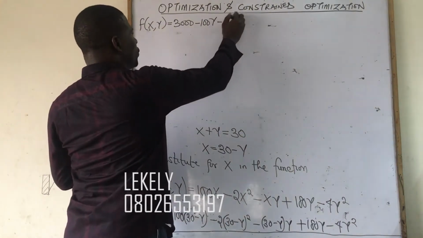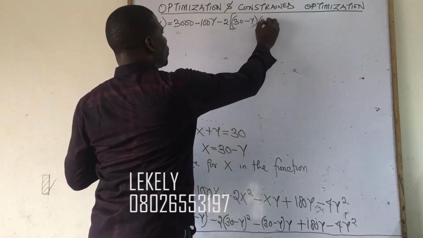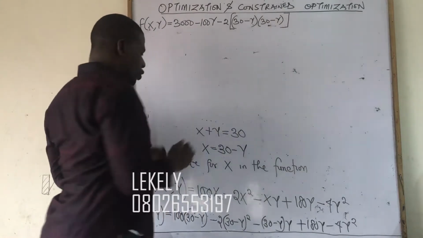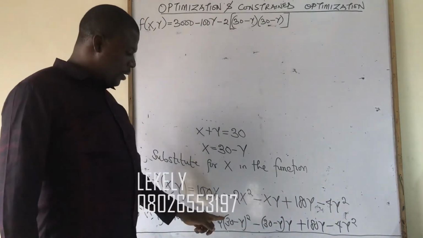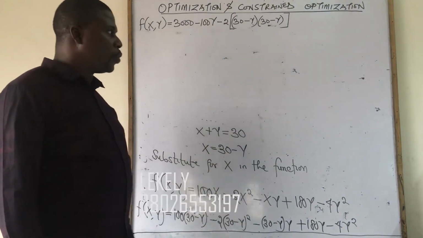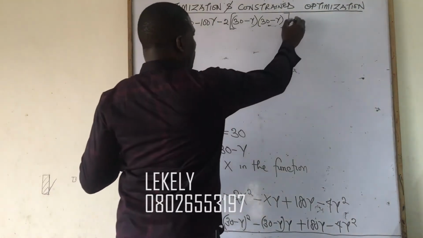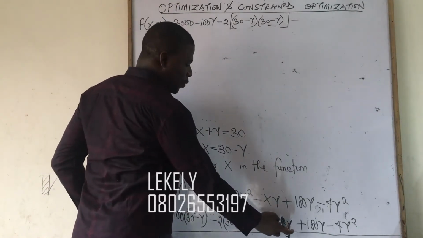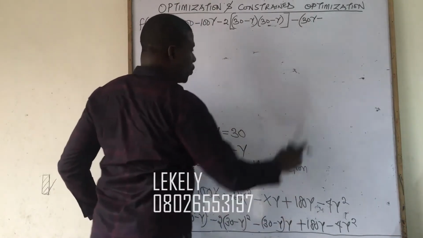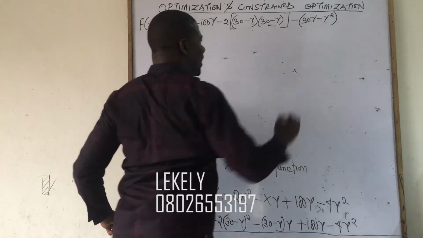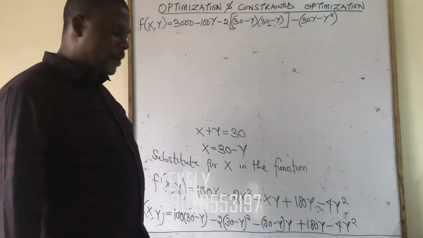So I can say minus 2 into bracket 30 minus y, 30 minus y. Because when you say 30 minus y squared, it means 30 minus y in two places. It doesn't mean 30 minus y times 2, no. That's why I put it this way. Then minus, try to use this y to multiply. Y times 30 will give me 30y. Minus y times y will give me y squared. Still leave the bracket closed, because this minus will affect the bracket, so you can't open it anyhow.